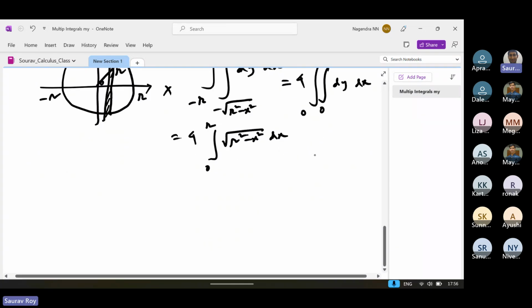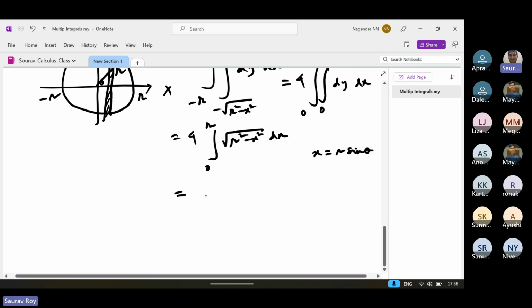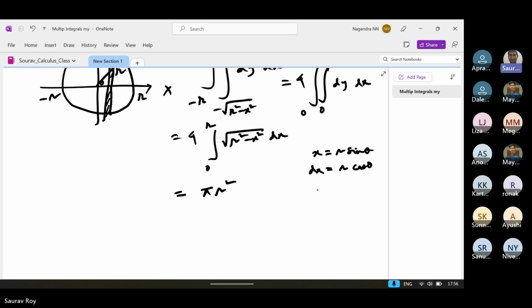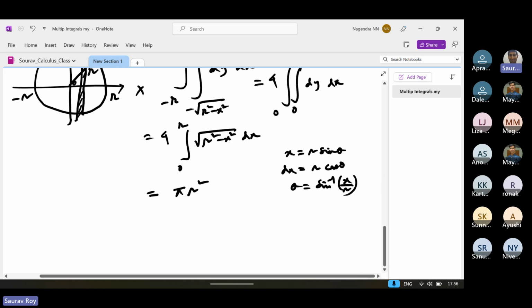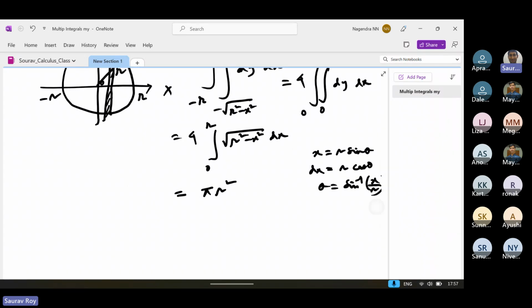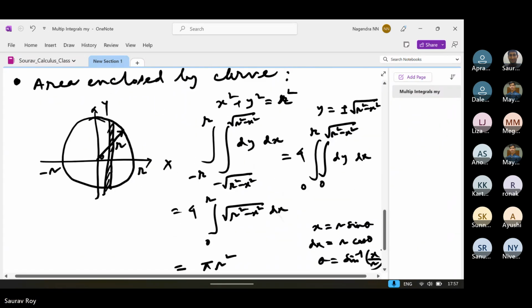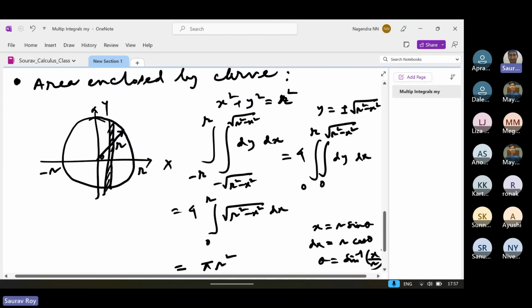Now if you replace the variable x equals r sine theta, then you can finally get it as pi r square. If you do it, dx equals r cos theta d theta. So finally it comes like that. So basically, you can take a strip anywhere and from that you can get the area enclosed by any curve.